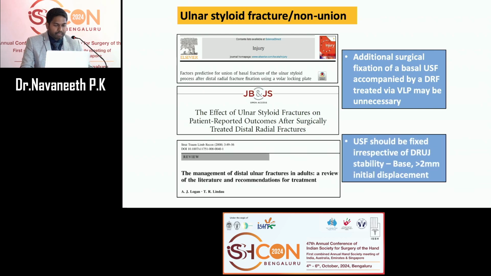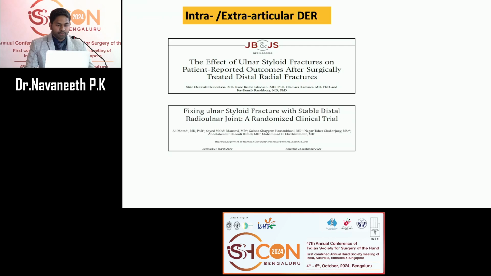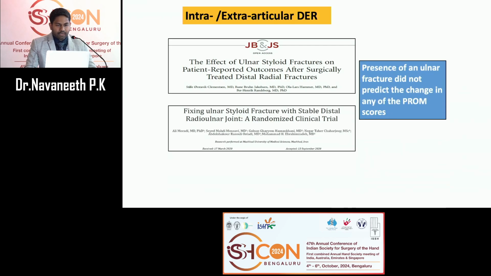However, another study by Logan shows that ulnar styloid should be fixed irrespective of DRUJ stability if it is a base fracture or the initial displacement is more than 2 mm. And in the intra-articular versus extra-articular fracture comparison, it shows that the presence of ulnar styloid fracture did not predict any change in the patient reported functional outcome.